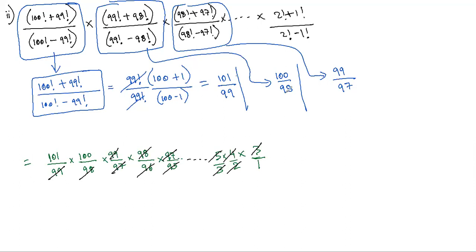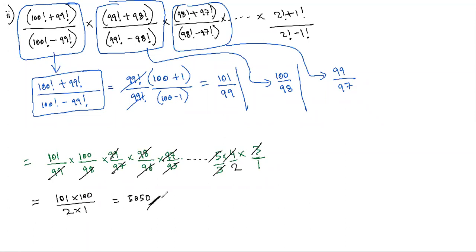I think this 2 will not be cancelled. Yes, sir, it will not be cancelled. Okay, good. Then I think you gave the right answer. So the answer will be 101 into 100 divided by 2. Yes, good. The answer will be 5050.